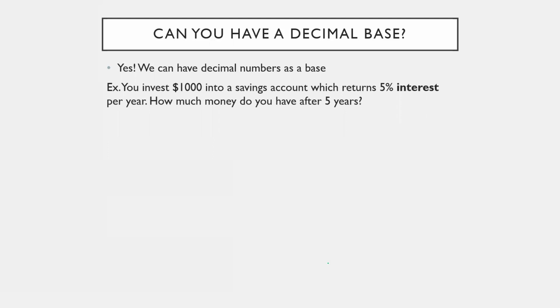Let's say that you're investing $1,000 into a savings account, and let's say that this account gives you 5% interest per year. That means you're going to earn 5% on your investment every single year. So how much money do you have after 5 years?